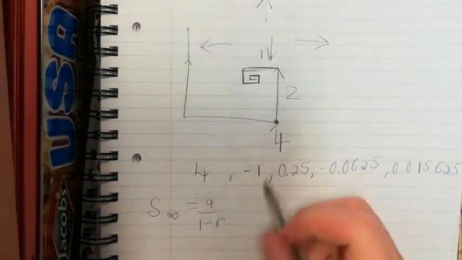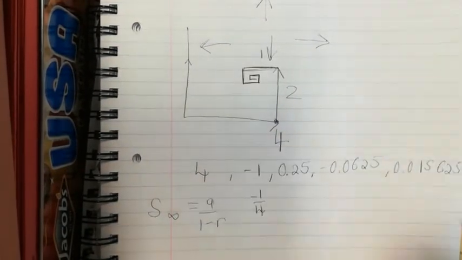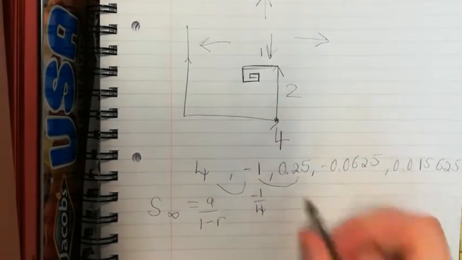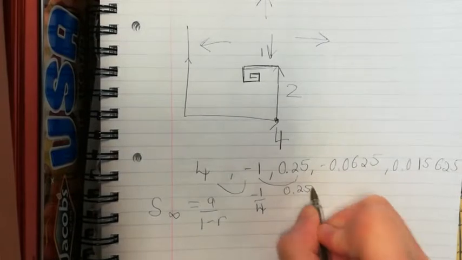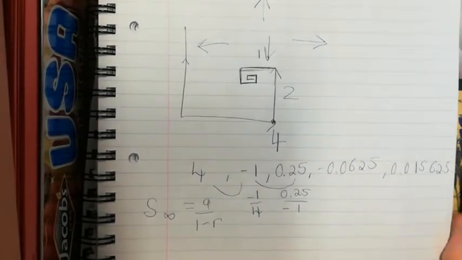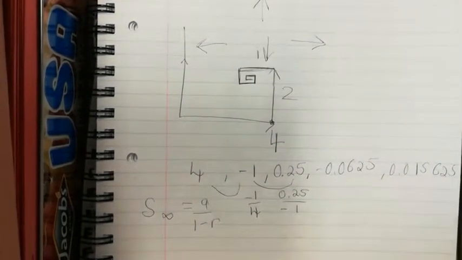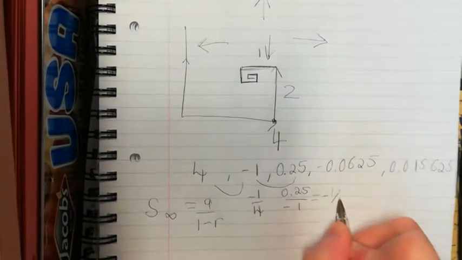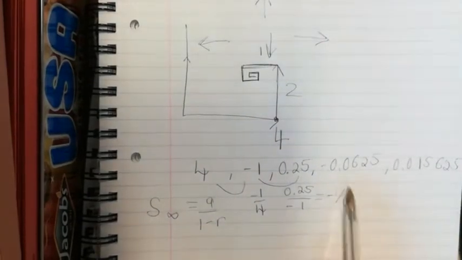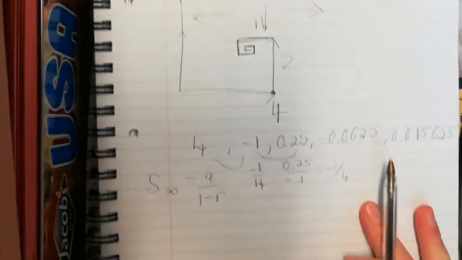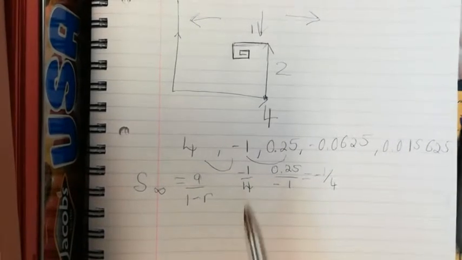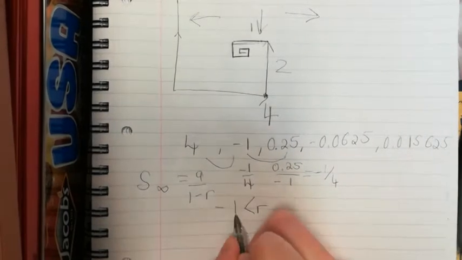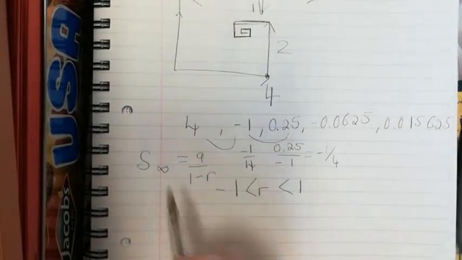So the ratio of the first two terms is minus 1 over 4, minus a quarter, and the ratio of the next two terms is 0.25 over minus 1, and that will give us minus a quarter again. And then we'll find that the next two terms will also give us a ratio of minus a quarter. So our ratio is minus a quarter, and that is less than 1. Our ratio just needs to be greater than minus 1 and less than 1.